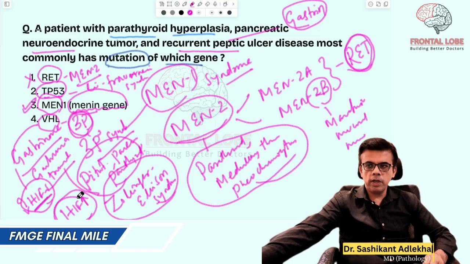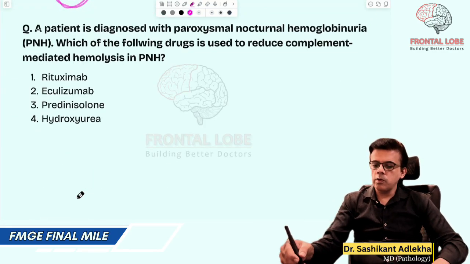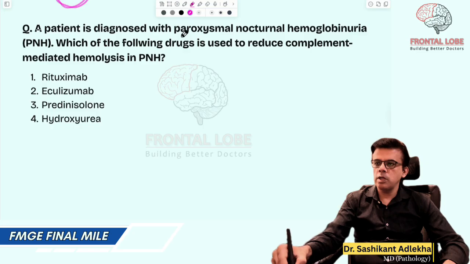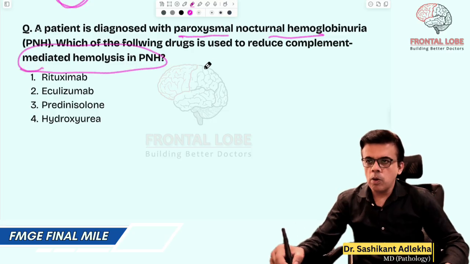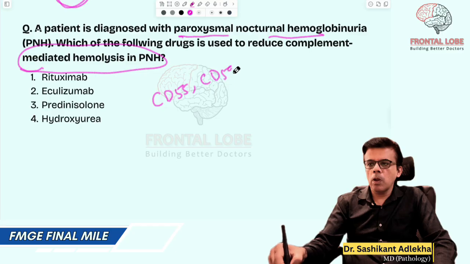Now going to the next question. Patient is diagnosed with paroxysmal nocturnal hemoglobinuria. Which of the following drugs is used to reduce complement mediated hemolysis in PNH? What is the mechanism of PNH? CD55, CD59 defect.